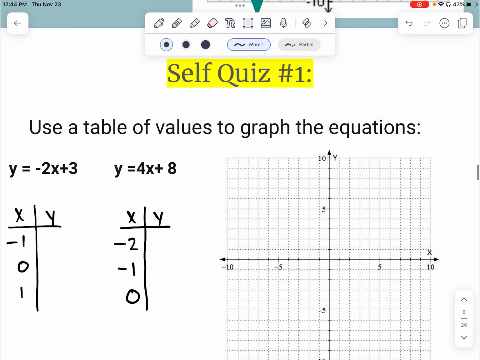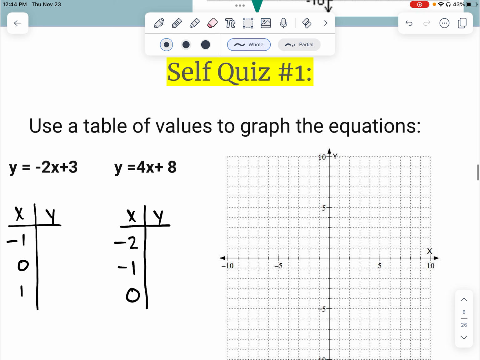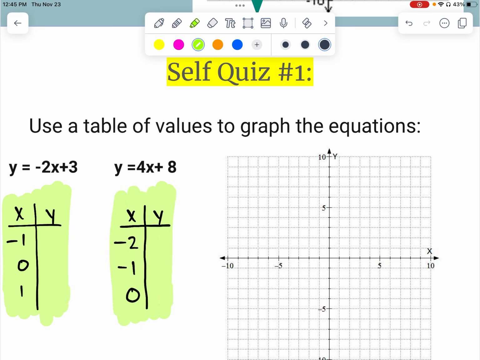So based off of what we have done so far, you want to complete self-quiz number 1, which is again on the back of the 4.3 part 1 lesson agenda. I have already created these two tables for you. So go ahead and first jot these down. You're going to use those, plugging in the values of x that I started you off with, and figure out what y is equal to for each of those values of x. So what is y here, here, and here? What is the value of y when x is -2? How about when x is -1? How about when x is 0?